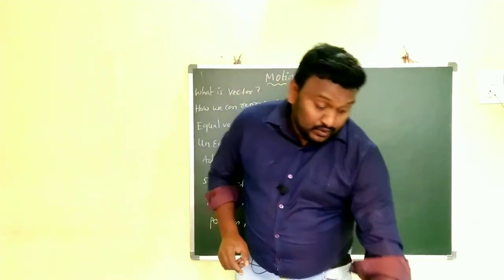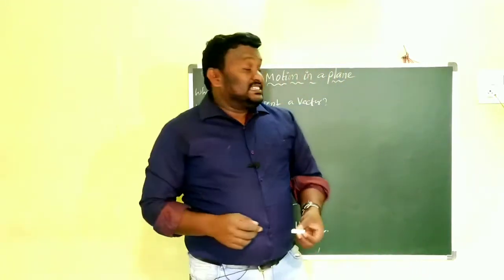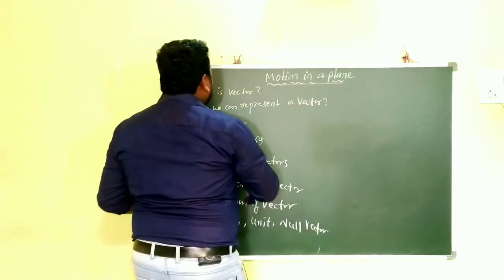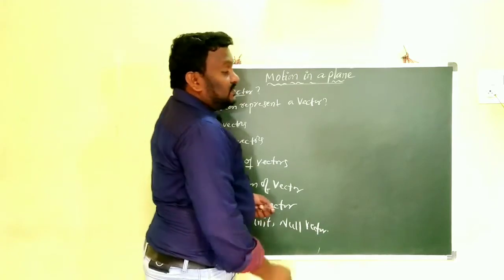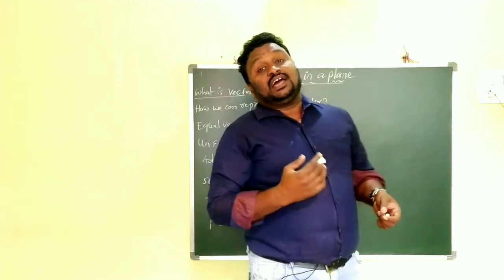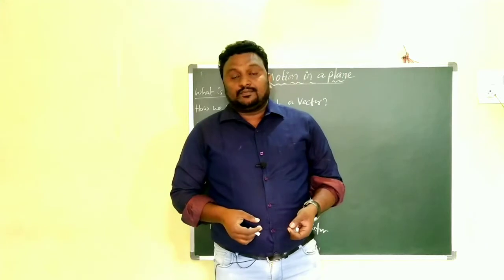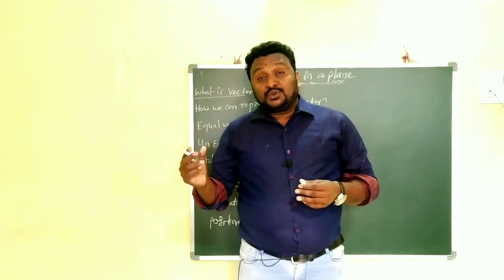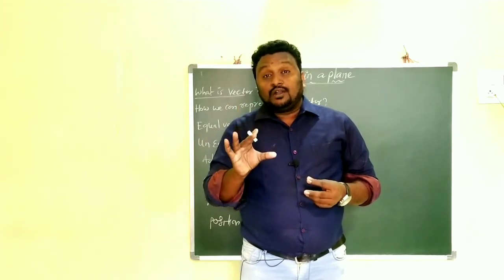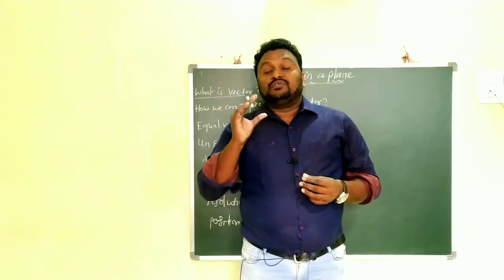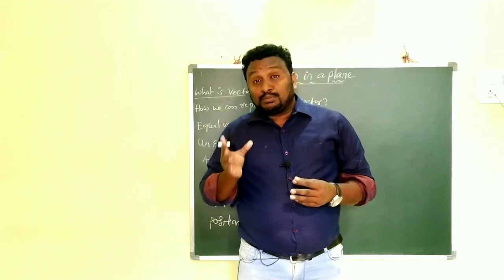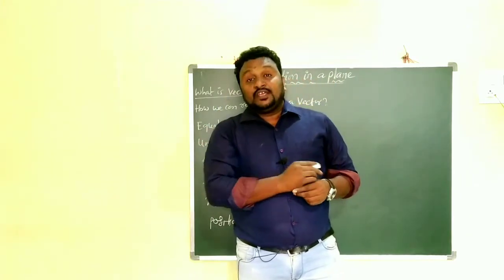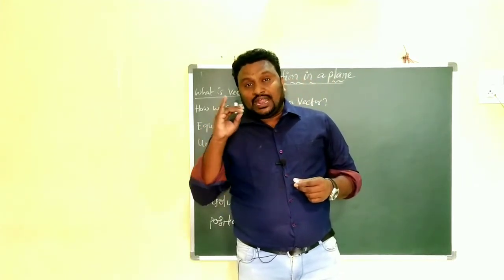Children, first thing, I'm going to the topic without any delay. Motion in a plane. This is our chapter. In that, what is a vector? Children, in the previous chapter only I explained what a vector is. A physical quantity which has both magnitude and direction should be called a vector, commonly called a vector quantity. A vector quantity must have both magnitude and direction.